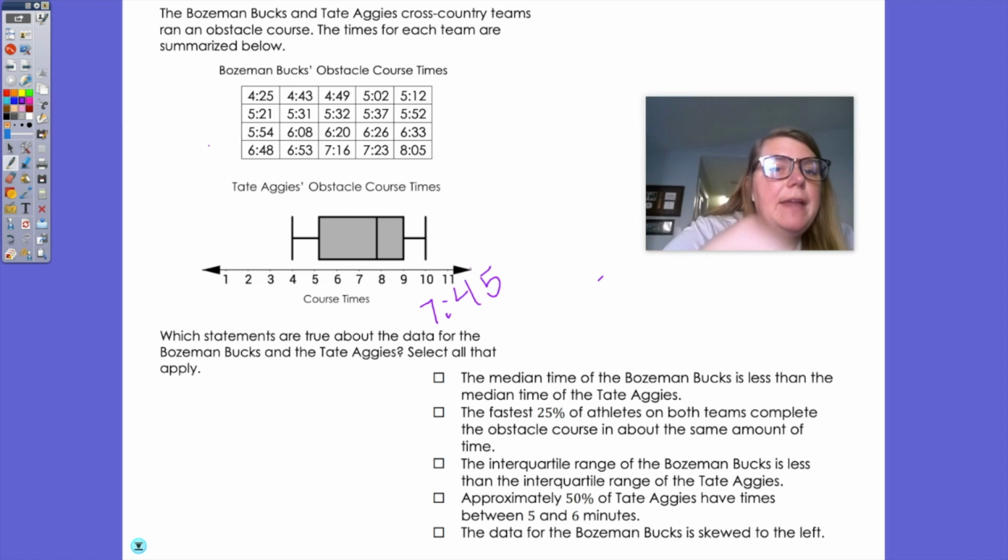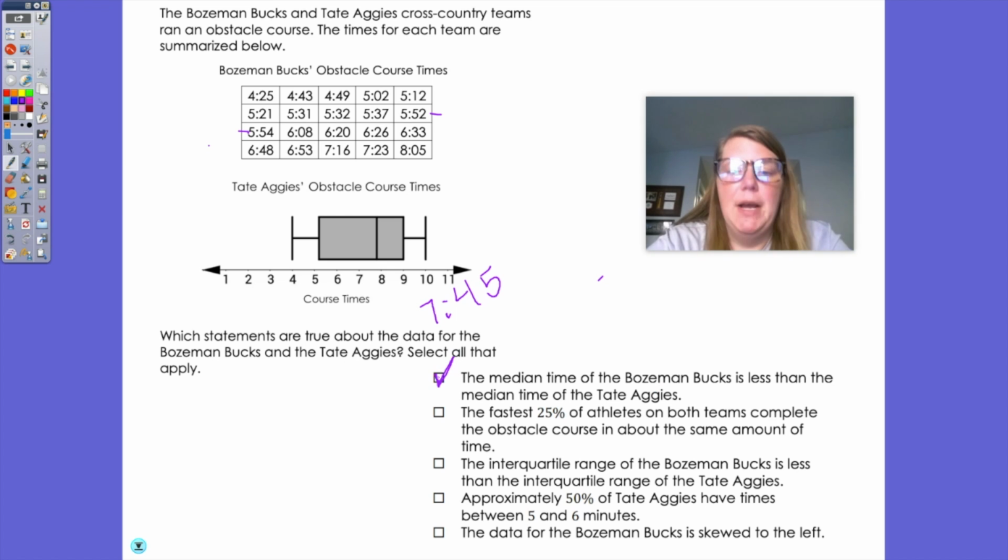So let's go ahead and find the median of the Bozeman Bucks. It would be between 5.52 and 5.54. So I would definitely say that is true. The median is much less. The fastest 25% of athletes on both teams completed the obstacle course in about the same time.